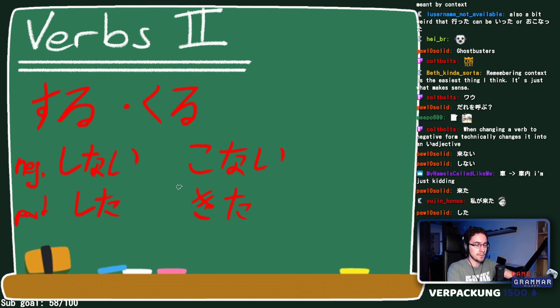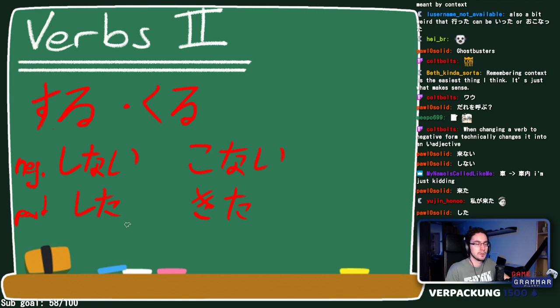Negative past tense, once again, is easy. Once you have the nai, just conjugate nai. Negative past tense of suru is shinakatta. Just change nai to nakatta. Same for kuru. Konakatta. Did not come, right? Like, party ni wa konakatta. He didn't come to my party. Or, shukudai wa shinakatta. He didn't do his homework.